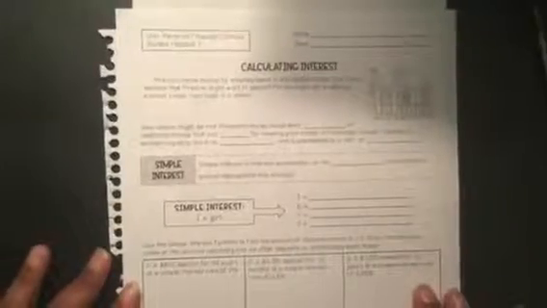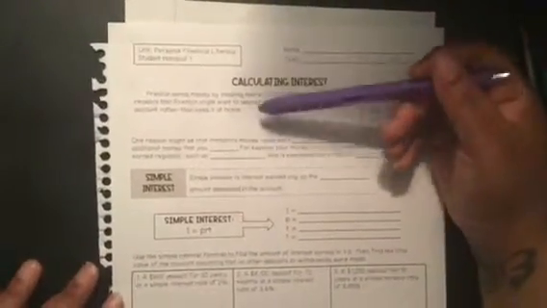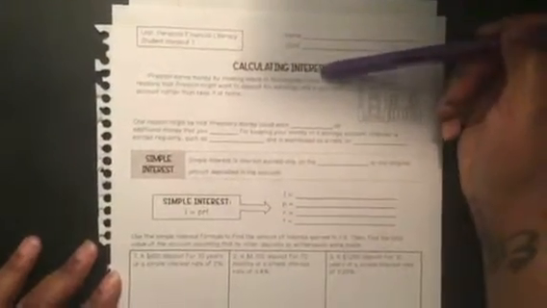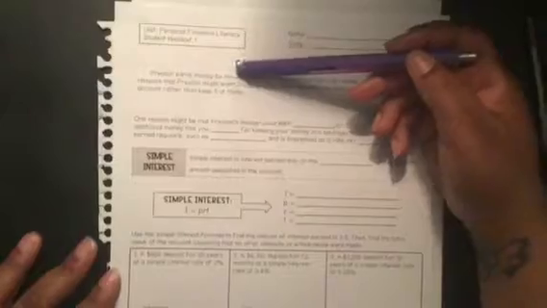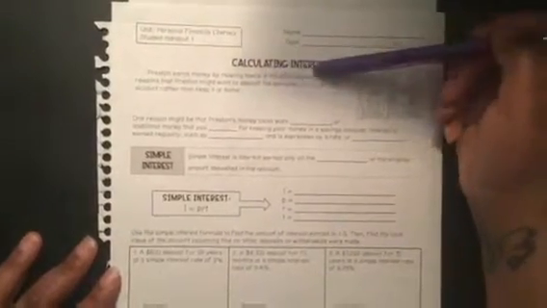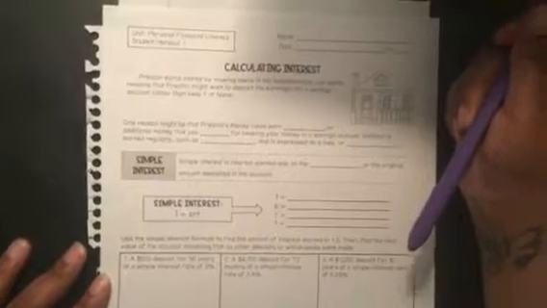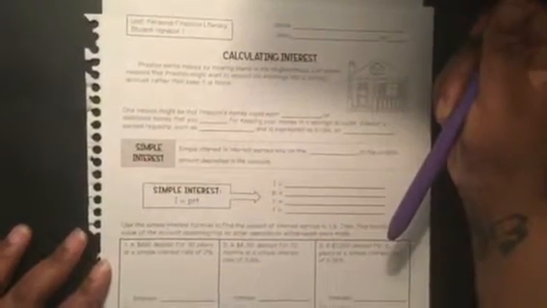Okay, class. So today we're going to look at calculating interest. We have an example here. Preston earns money by mowing lawns in the neighborhood. List some reasons that Preston might want to deposit his earnings into a savings account rather than keep it at home. I'm going to give you a moment to list those.